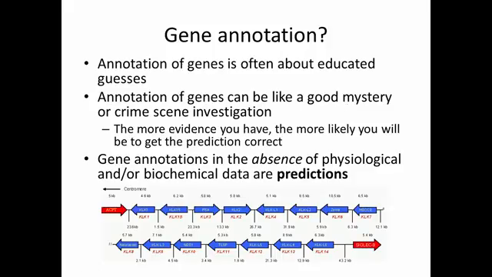Okay, so a little bit more about gene annotation. The annotation of genes is often about educated guesses. Annotation of genes can be like a good mystery novel or a crime scene investigation show. The more evidence you have, the more likely you will get your predictions correct, the more likely you will figure it out. So gene annotations, in the absence of physiological and/or biochemical data, are merely predictions. And that's not to downplay these annotations or predictions in general. It's just that physiological data and biochemical data could pretty much confirm that your annotation is correct, or it could disprove an annotation that is incorrect. So those help build evidence in your favor or potentially against you if you've made an incorrect annotation.